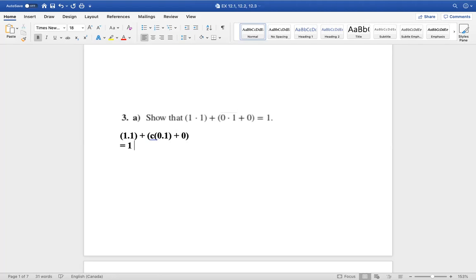1.1 is 1, plus the complement of 0.1. 0.1 is 0, and 0 complement is 1. So we have 1 plus 0. That gives 1 plus 1 plus 0, which is 1, so 1 plus 1 is 1. Hence proved. All right, sounds good.